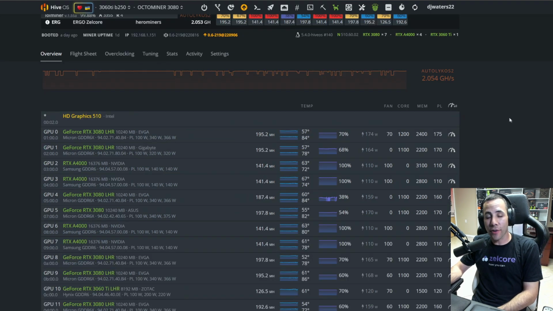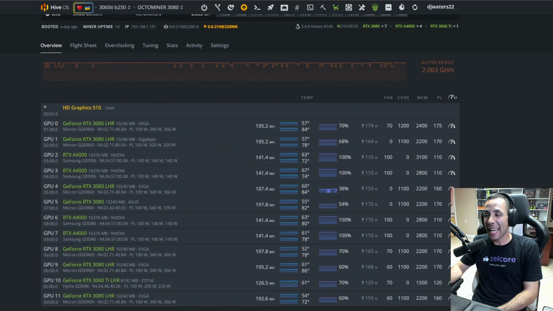Here's my first ever Octominer. This baby's getting over 2 gigahash. This thing is an absolute animal. GDDR6X, incredible. Almost all of my 3080s are getting 200 megahash. I can certainly get these to 220 megahash. However, I'd have to raise the wattage. I'd have to raise a couple of things. And I'm experimenting with different things with GDDR6X as opposed to GDDR6.